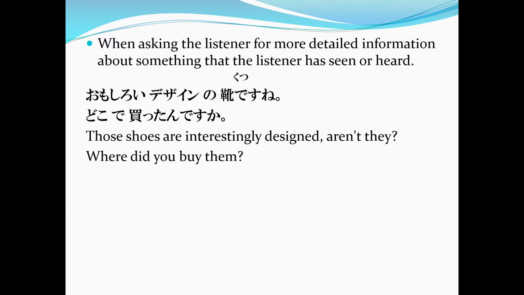Now, why did we add desu ka at the end of the doko de kattan desu ka? It's because we know that the listener is the one who bought the shoes, and he or she has detailed information about where he or she bought the shoes. You understand? It is the listener this time who has more detailed information about where the shoes were bought.